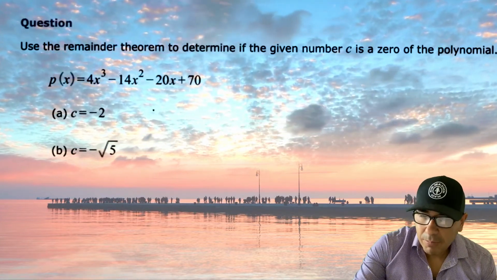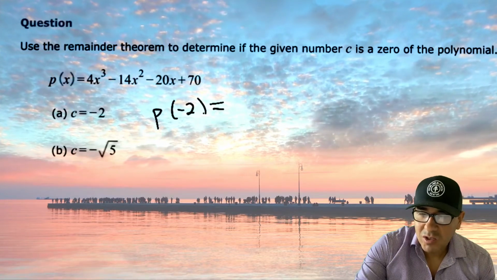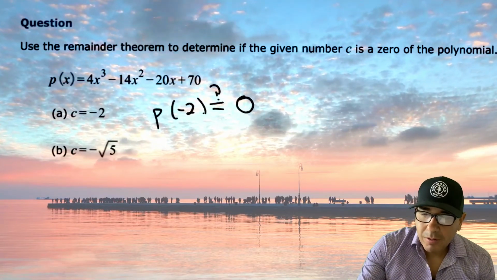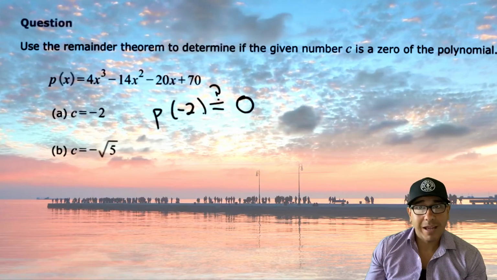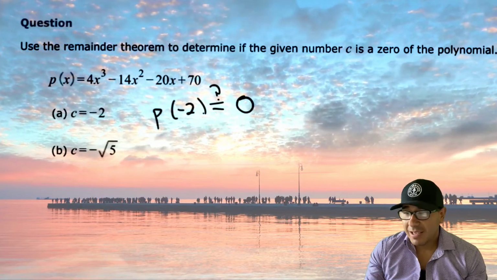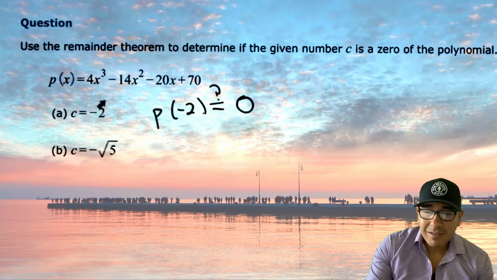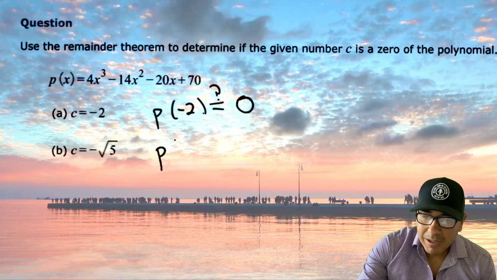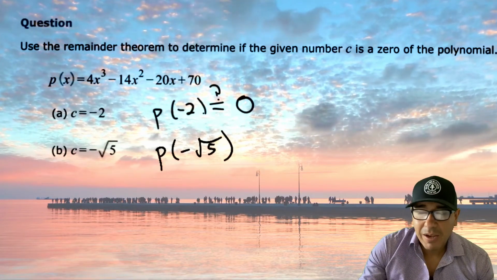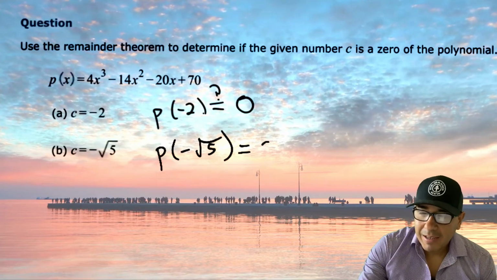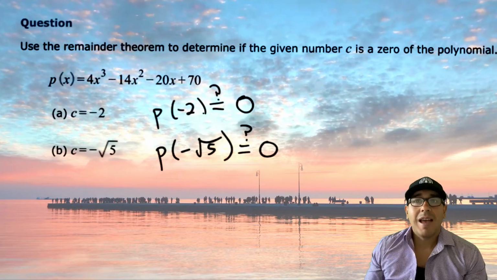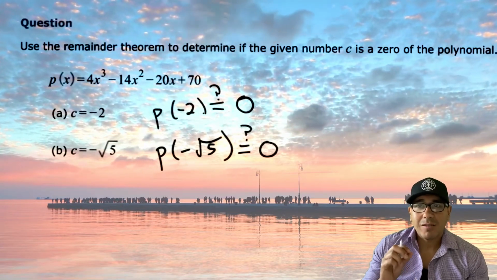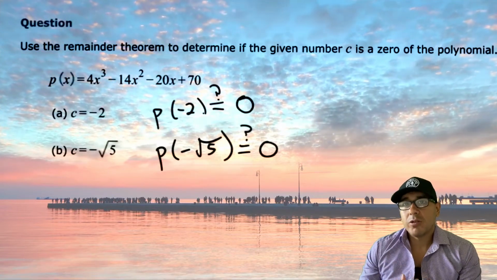Well, that means if I were to plug in negative 2 into my function, what I'm looking for is to see, is my output equal to 0? Just like that graph we looked at earlier, because that's what it means. If it is equal to 0, that means negative 2 is an x-intercept. And likewise for question B, if I were to plug in negative square root of 5 into my function, am I getting a 0? Because if we are, then we know that negative square root of 5 is an x-intercept. So now we start getting into, I would say, more useful information here.